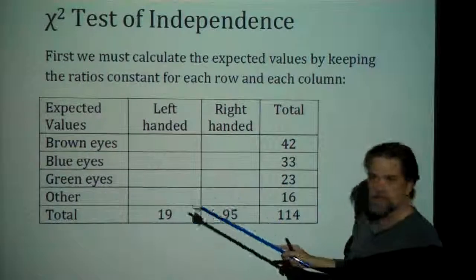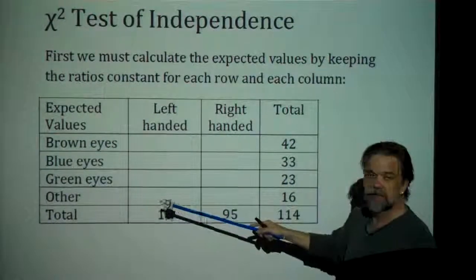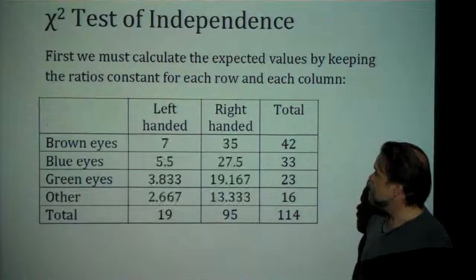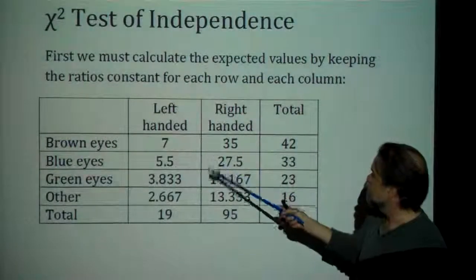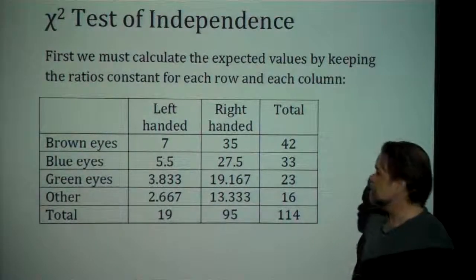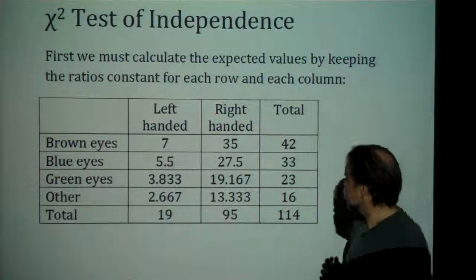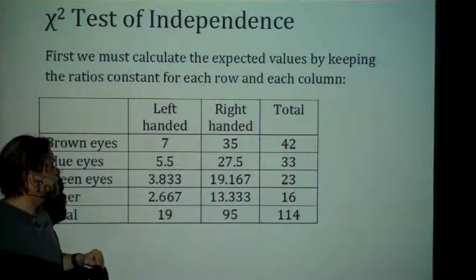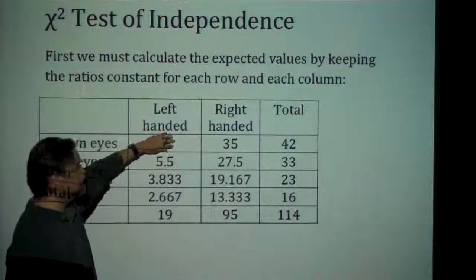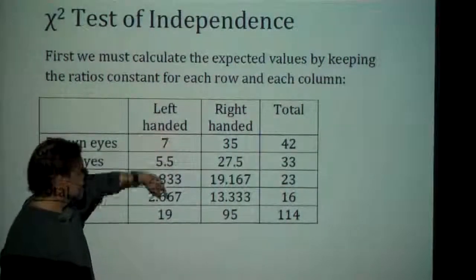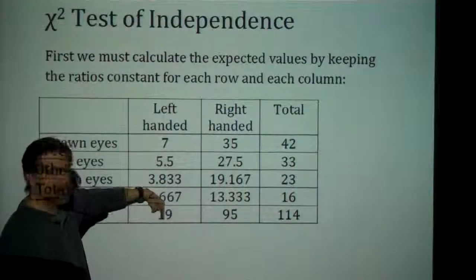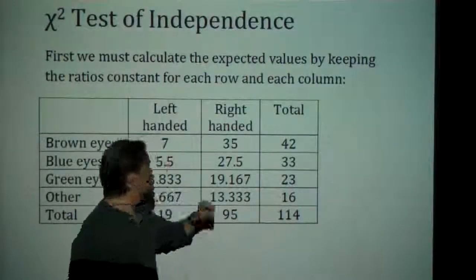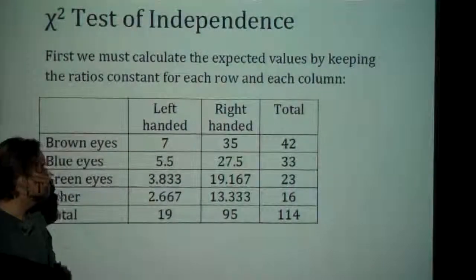1/6 of 33, which is, I think, 5.5, will be in the left-handed category, and the rest of them in the right-handed category. Then I'll just fill it in from there, and sure enough, there are my expected counts. If you're having trouble with this, a pretty easy way to do it is, let's say I want to get this expected count here: take the total of the column, multiply it times the total of the row, divided by the total total. And you'll get the correct answer every single time.